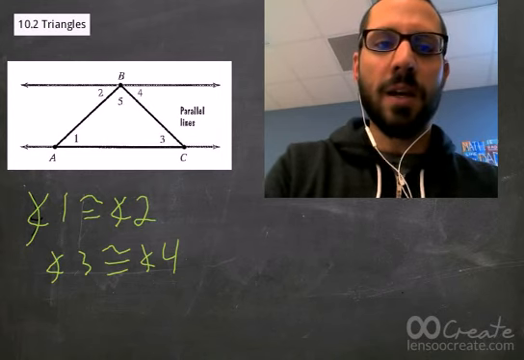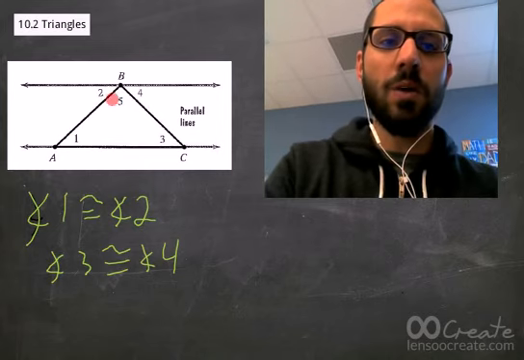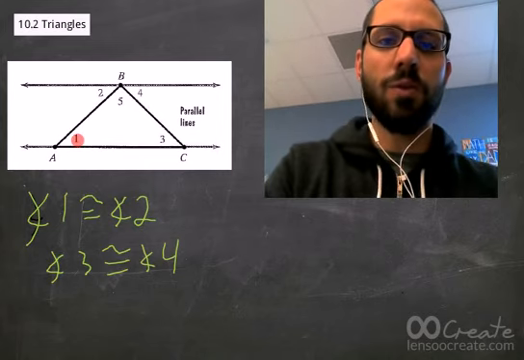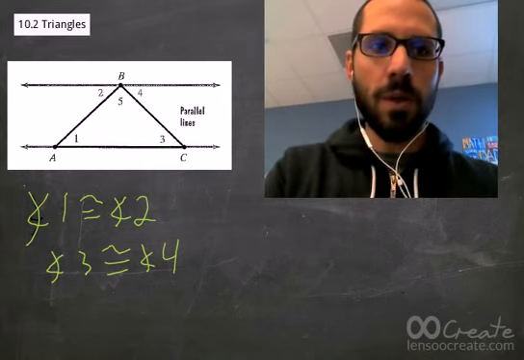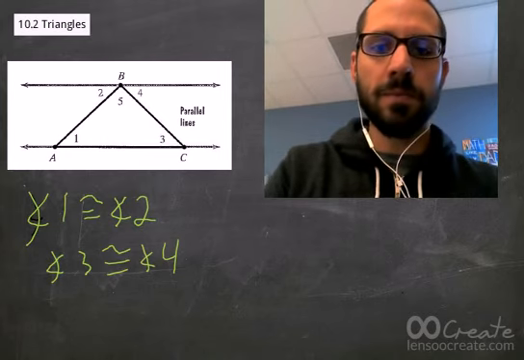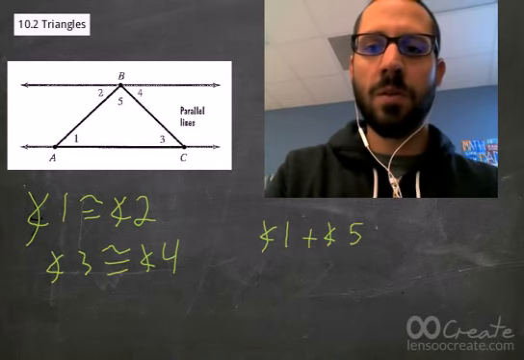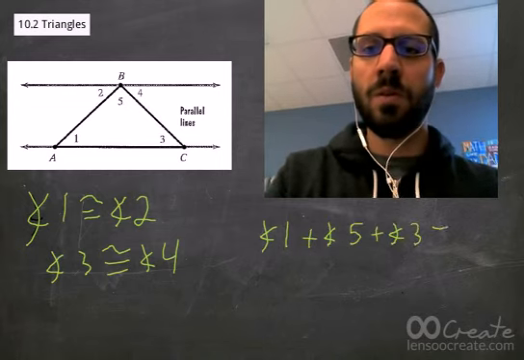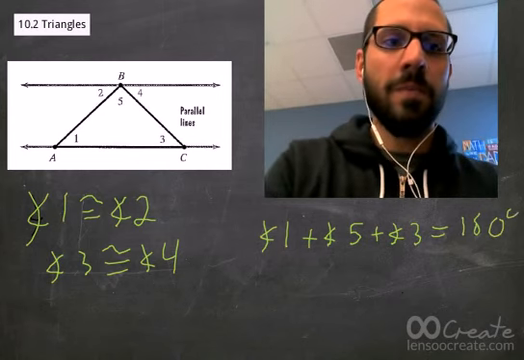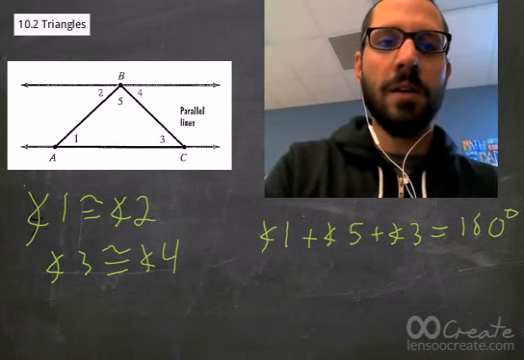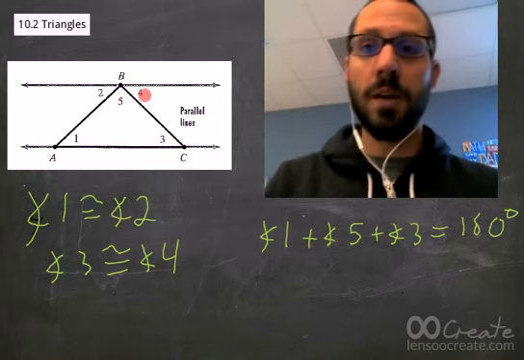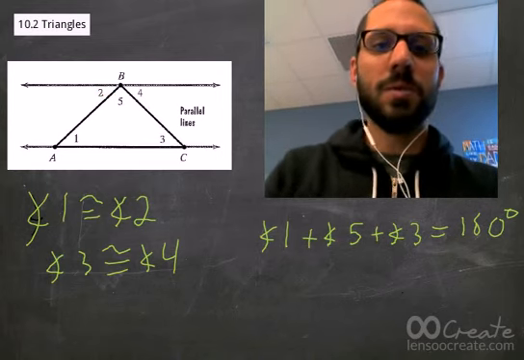And then a couple other relationships we'll talk about. In any triangle, in triangle A, B, C, angle 1, 5, and 3 always add up to 180 degrees. Similarly, because they form a straight line, angle 2, 5, and 4 would also add up to 180 degrees.